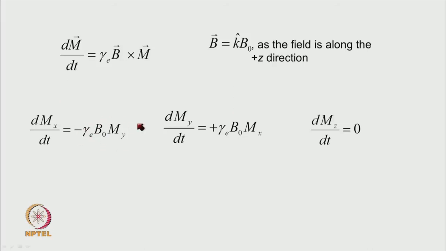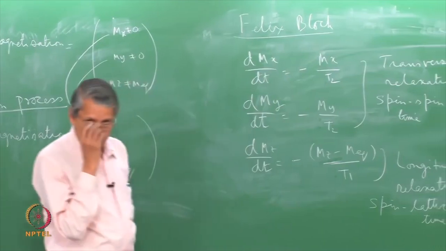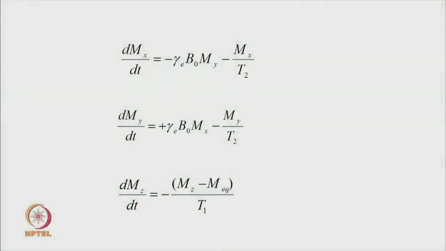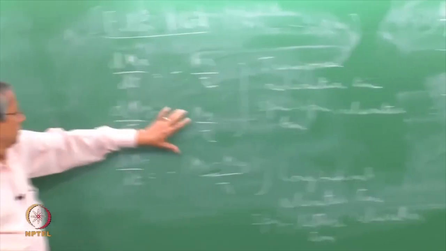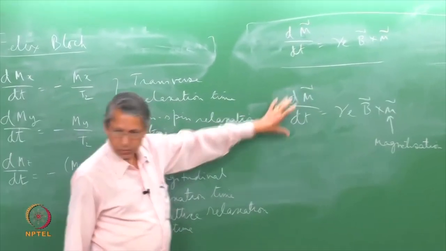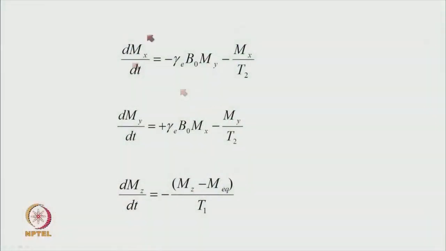Now, to this we add the relaxation processes, then the equation will look different of course. Here all I have done is add these three terms to the corresponding three terms that this equation gives. So, this shows the evolution of the magnetization vector, the mx, my, mz components of them, in this fashion. Relaxation terms are included here.